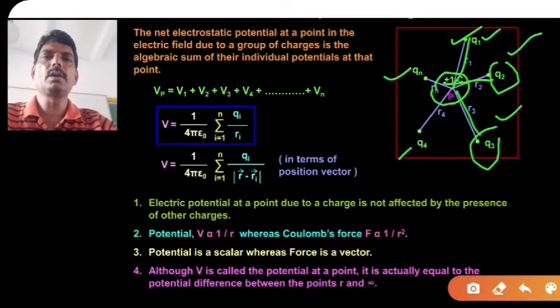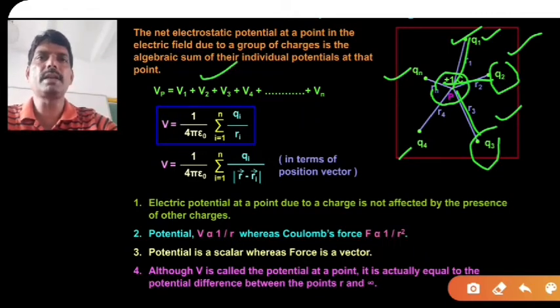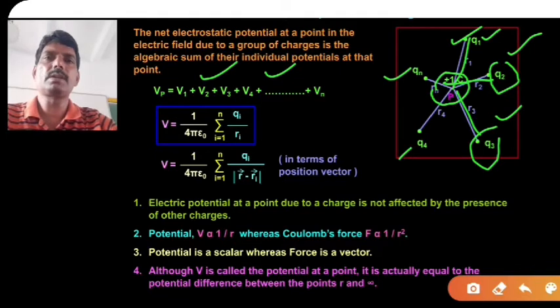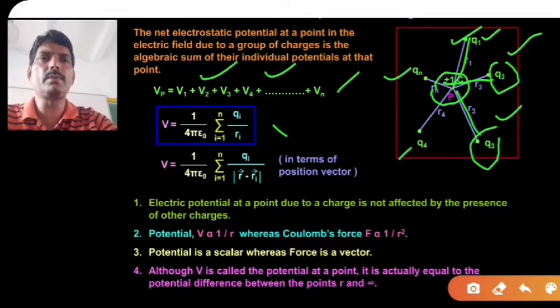So the total potential in this particular system will be V1 plus V2 plus V3 plus V4 plus V5. This is the expression. You will get the sum of all the potentials due to the isolated single charges at that particular point. Suppose I want to calculate V1 here. How will you calculate V1? V1 means the potential due to charge Q1 at point P.